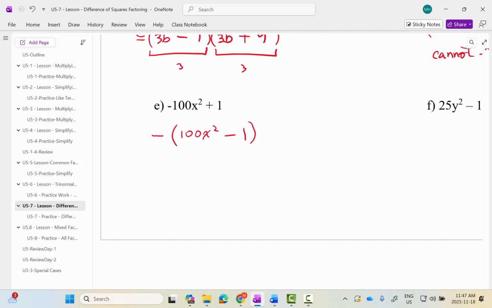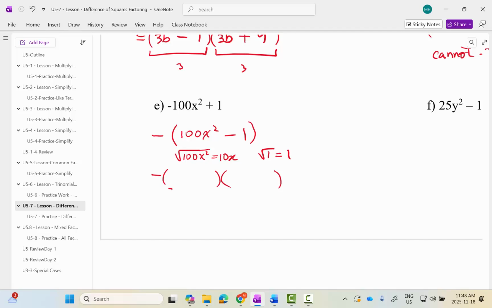Okay, so now what we're going to do, we're going to draw 2 brackets. Remember, keep that negative in front. And we're going to square root 100x squared. And that gives me what? What's the square root of 100? 10, right? 10 times 10 gives me 100, right? So that's 10x. And the square root of 1 is simply 1.